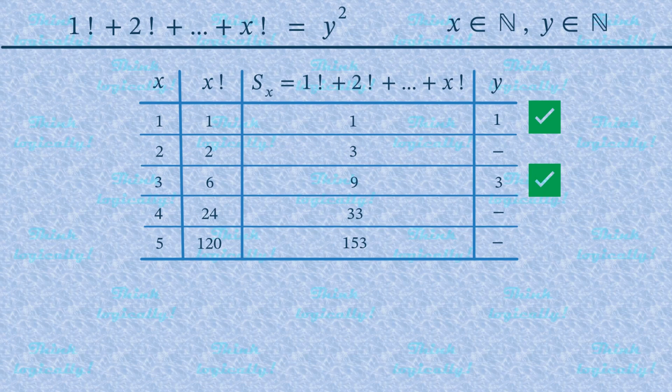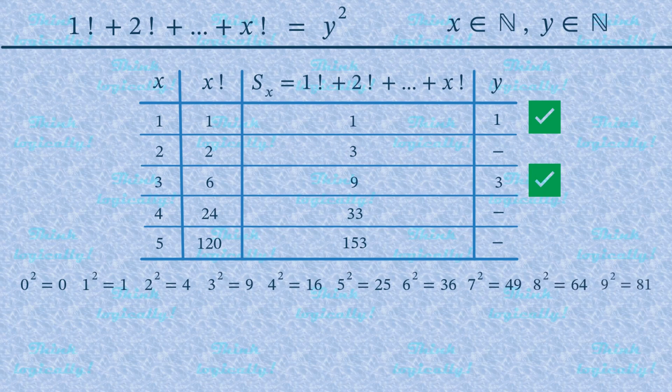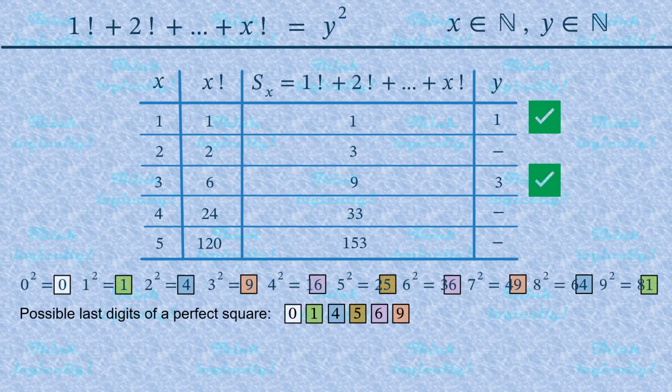This means that the following sums, S sub 6, S sub 7, etc., end with the same digit as S sub 5, digit 3. Such a sum can be equal to y squared only if y ends with a digit whose square ends with 3. Is there a digit whose square ends with 3? There is no such digit, as number 3 doesn't appear among possible last digits of a perfect square. This means that all possible solutions are listed in the table and no other solutions can be expected.